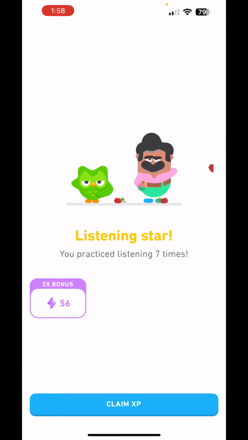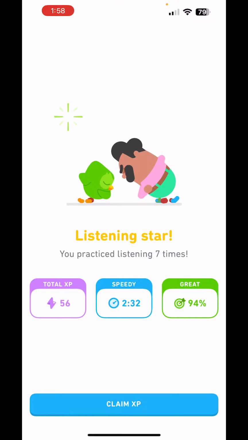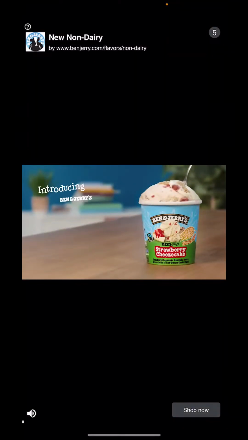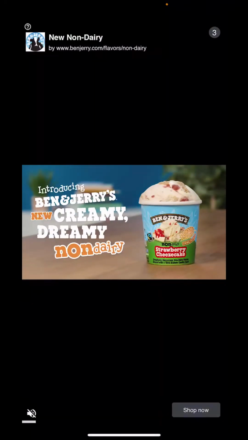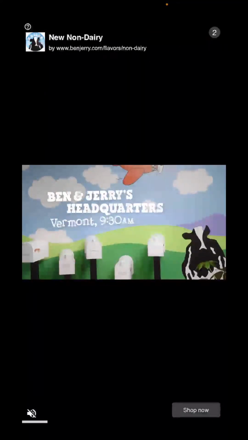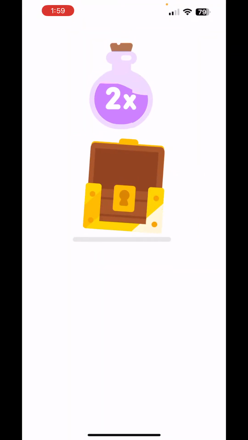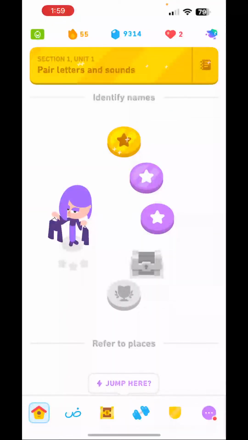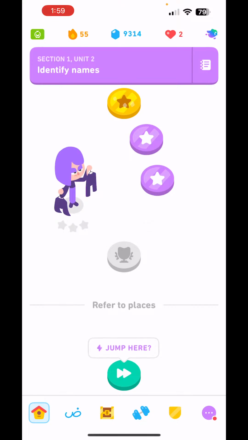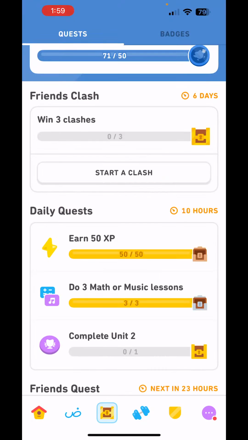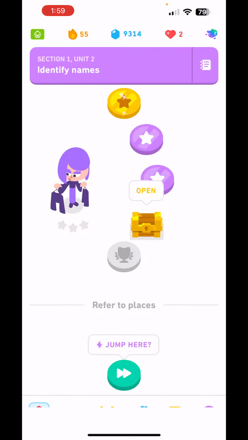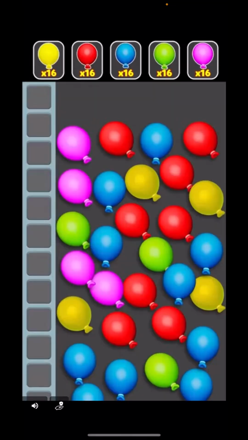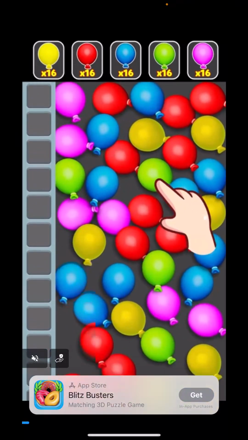Alright, we got one wrong. That's not the worst. Did that pretty good. We got some goodies. Double XP for the next 15 minutes. Alright, so all we have to do is this last one, and then we will open the gold chest, complete unit 2. So, yeah, let's grab some of these chests.